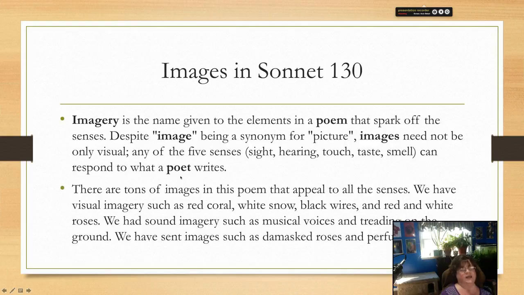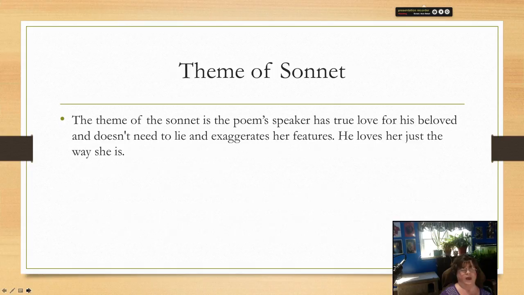So imagery, again, an image is just a synonym for a picture. Images not only need to be visual, they can touch any of the five senses. There are tons of images in this poem that appeal to all the senses. We have visual images like red coral, white snow, black wires, red and white roses. We have sound images like musical voices and treading on the ground. And we have, sorry, it should be scent, there should be a C in there. Scent images like damask roses, the smell of roses, and perfumed breath.